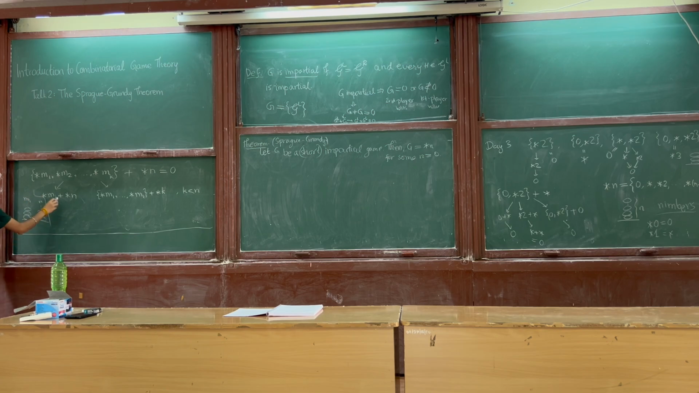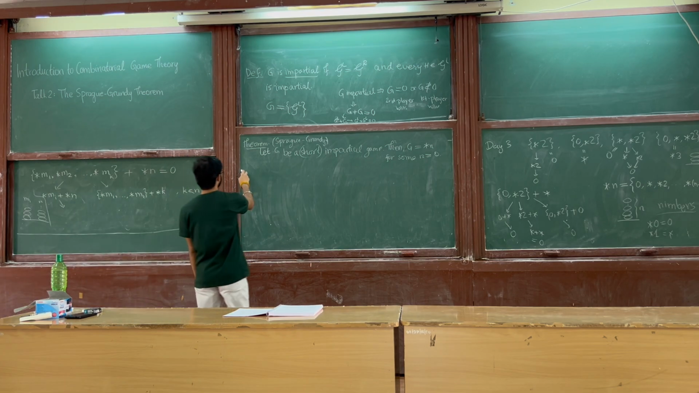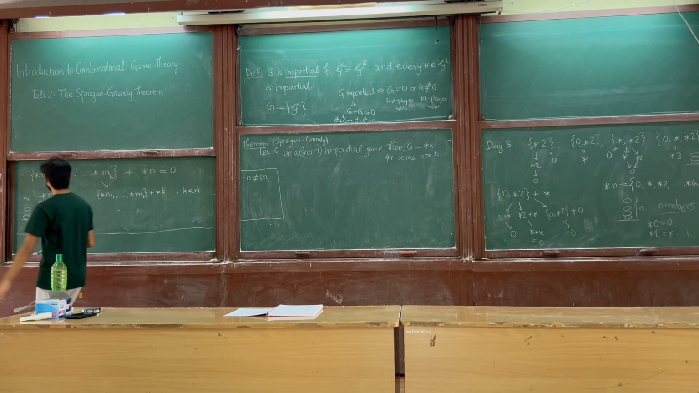And here, there's exactly the same thing. If there are any mi which is equal to n, then the first player wins by going to this, because this becomes 0. So the first thing that we want from our n, let me write it down here, is that it's not equal to any of the mi's.